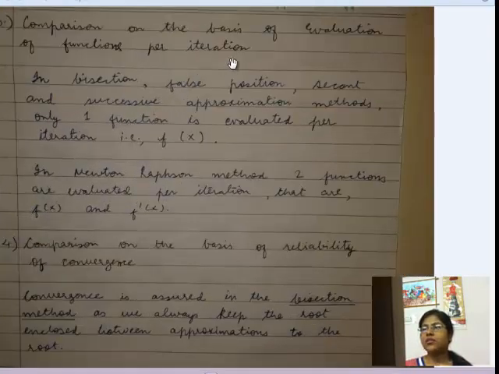Now comparison on the basis of evaluation of functions per iteration. In bisection, false position, secant and successive approximation methods, only one function is evaluated per iteration, that is f(x). In Newton-Raphson method, two functions are evaluated per iteration, that are f(x) and f'(x).